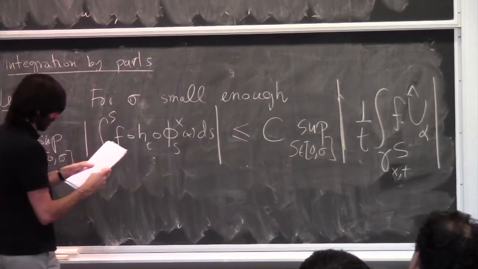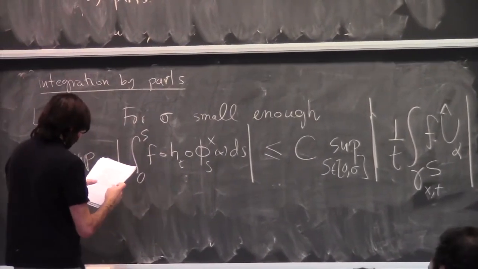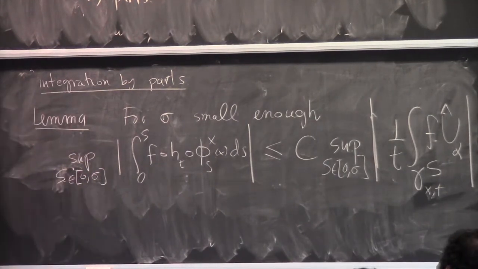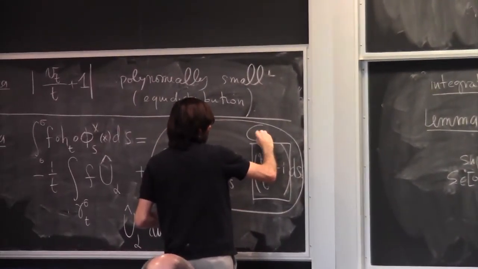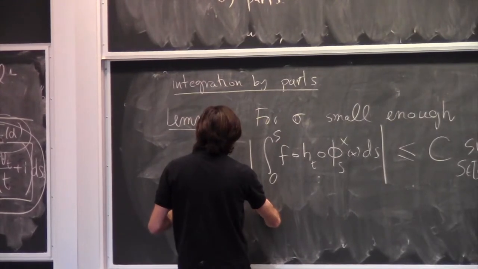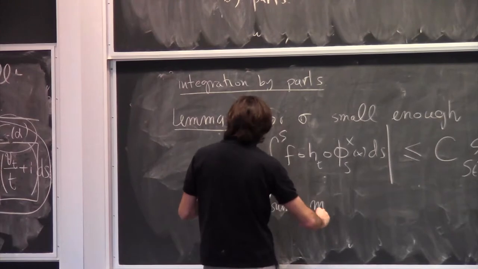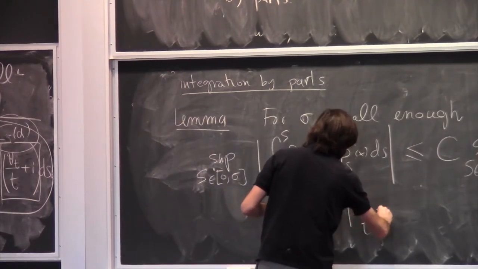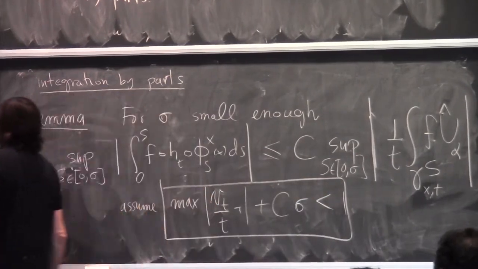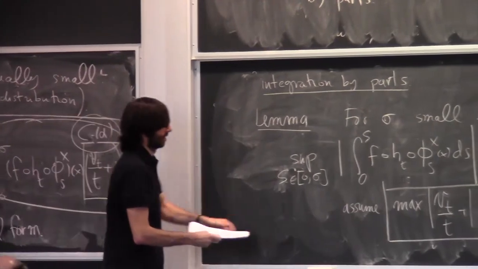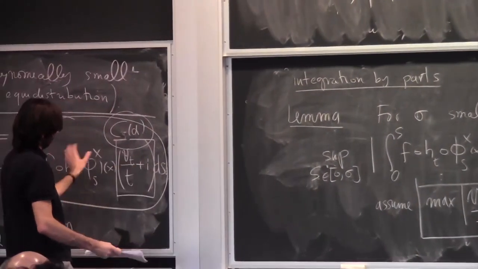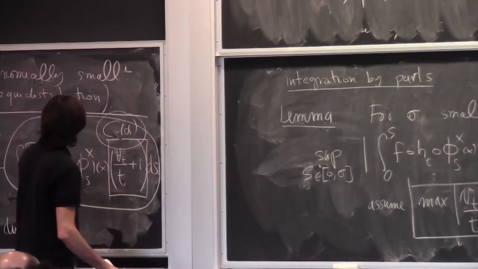And just to give you an idea of how you set up the bootstrap, you have to take sigma so that there is a constant C alpha coming from bounding the derivative of this, and then you have to ask something like this. You have to assume that the max of this Vt over T plus 1 plus this constant times sigma is strictly less than 1. So this term controls the finite factor, and this term essentially controls the integral, the term where you put an integral here, but the derivative.